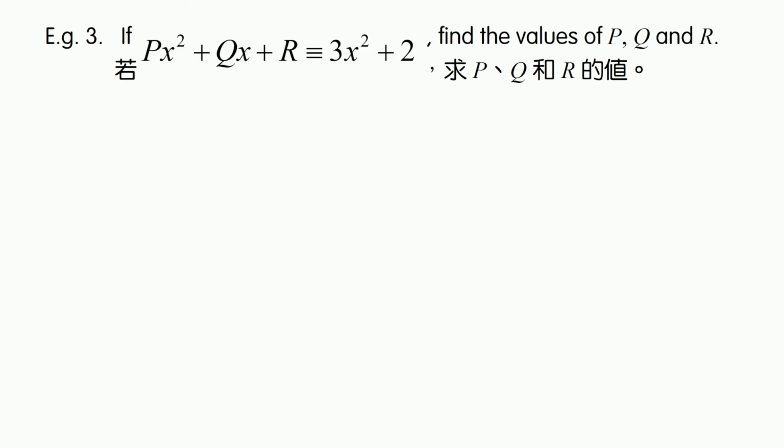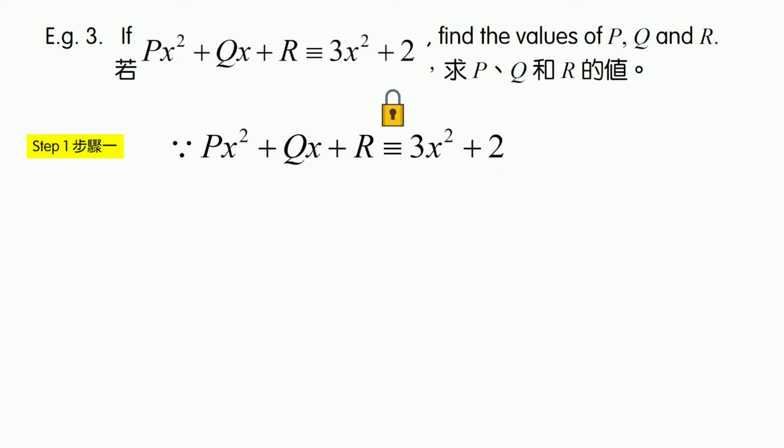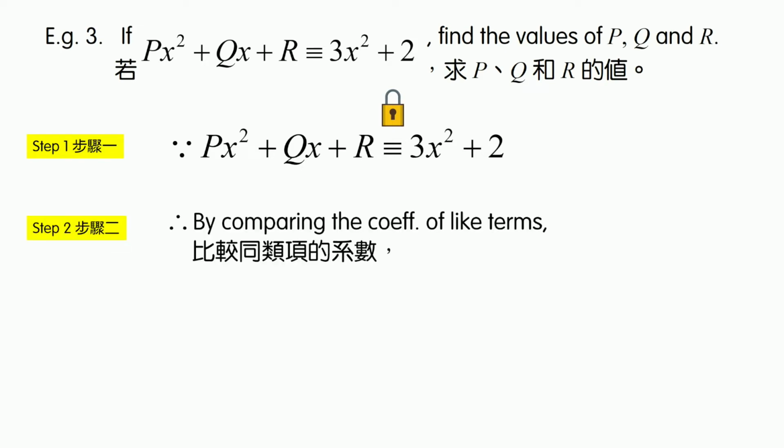Question 3. First, we need to see if we can simplify the identity. On the left-hand side, there's nothing that we can add up together. Same on the right-hand side, there is nothing that we can add up together. So we go on to the second step, comparing the coefficients of like terms to find out the values of p, q, and r. Finding p would be easy. p is the coefficient of x squared. On the right-hand side, 3 is the coefficient of x squared, so p is 3.